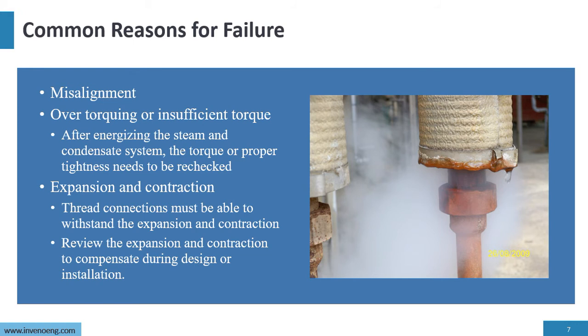The other thing is, after energizing, the steam system is heated up. Make sure you go back and check for the proper torque. The other thing is the threaded connection must be able to withstand expansion and contraction. So review the expansion and contraction to compensate during design or installation. Again, we want axial movement, and we do a number of things to take up or compensate for the expansion and contraction, so we get axial movement only. And these things must be looked at when we're using connections.